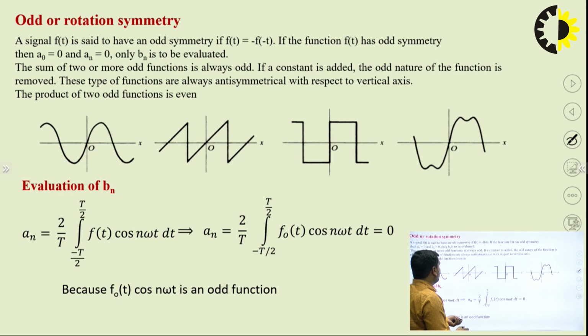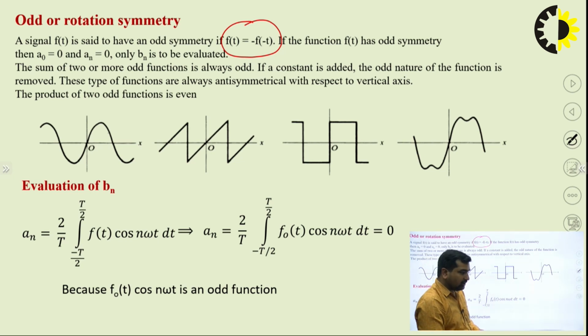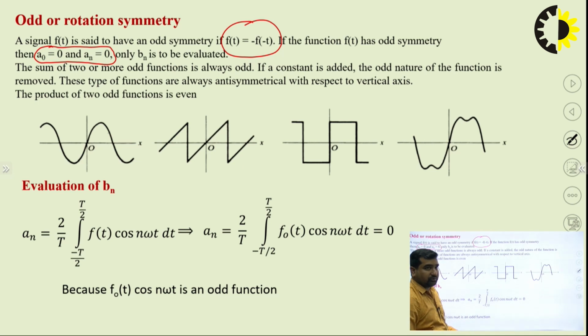Okay, odd rotational symmetry. So that is the opposite of an even signal, meaning f(t) is equal to minus f(minus t). If you are replacing t by minus t, then the value of the function gets reversed. So that is called the odd symmetry, the function has an odd symmetry, and in this case the values of a naught and a_n both become 0. Only we have to evaluate the value of b_n.